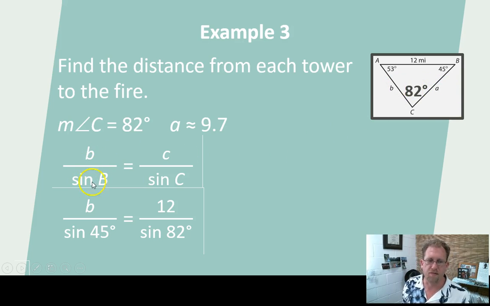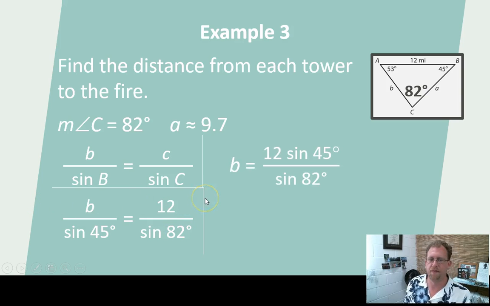Okay, B over the sine of B equals C over the sine of C. Plug in what I know. B is the unknown length, but sine of B is sine of 45 degrees. And I just need to simplify here. B is 8.6. So this was 9.7 miles and this is 8.6 miles. They can now tell where the fire is. Pretty cool.